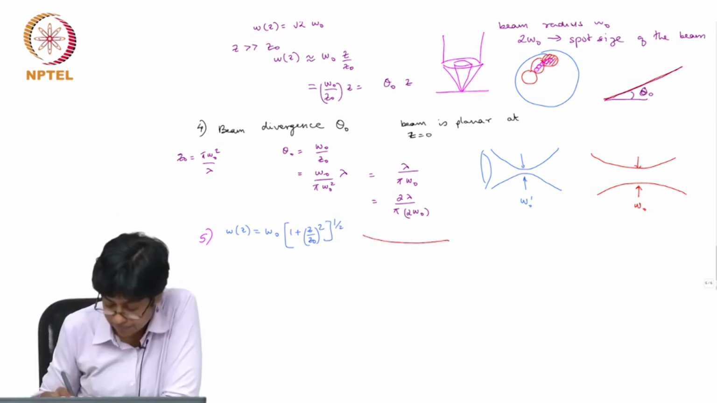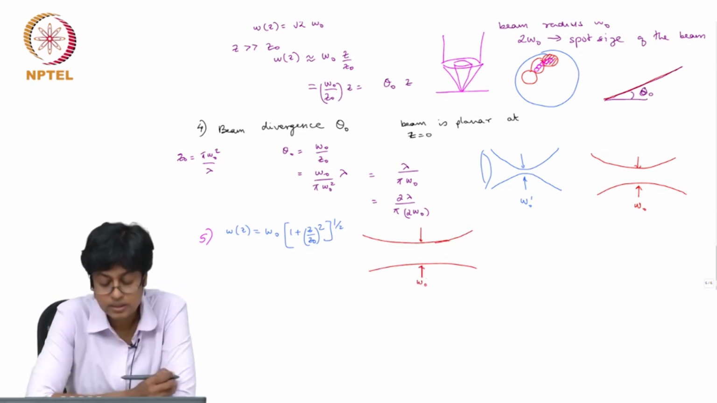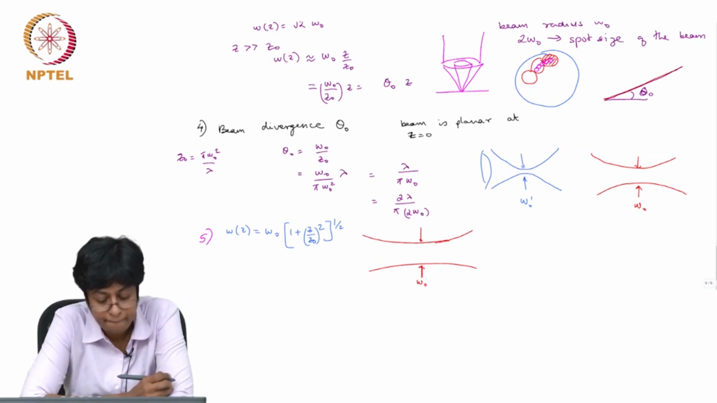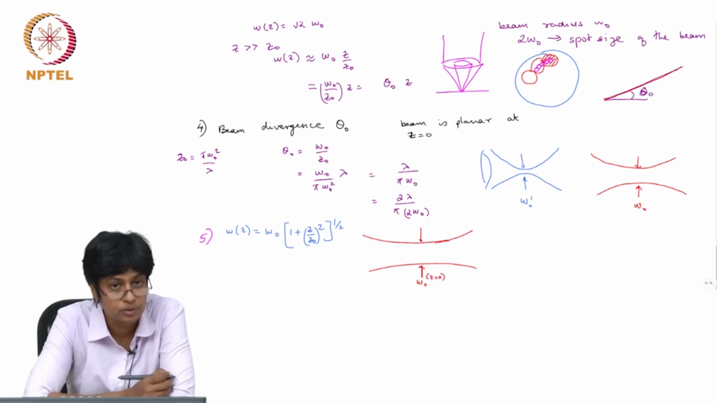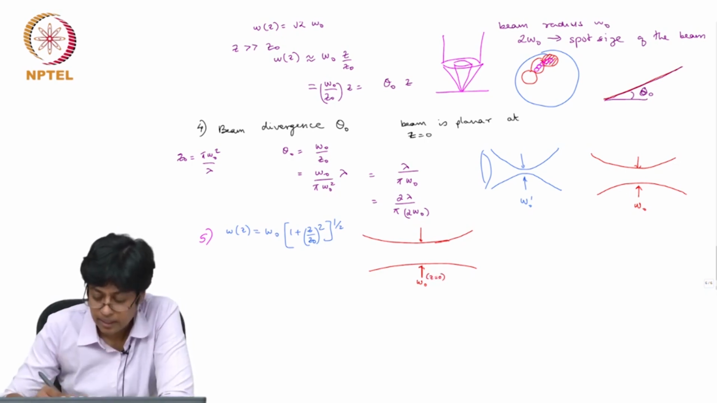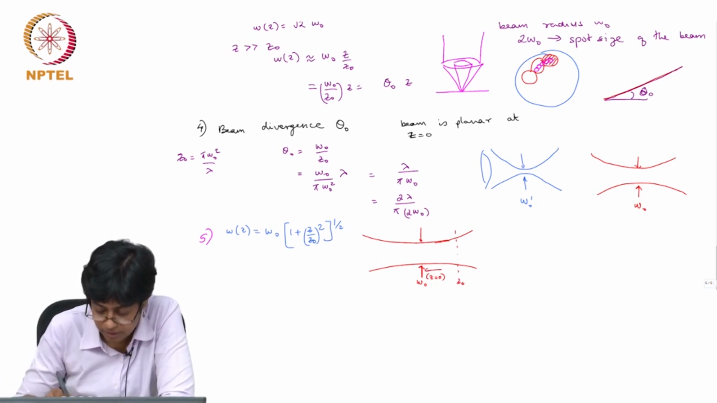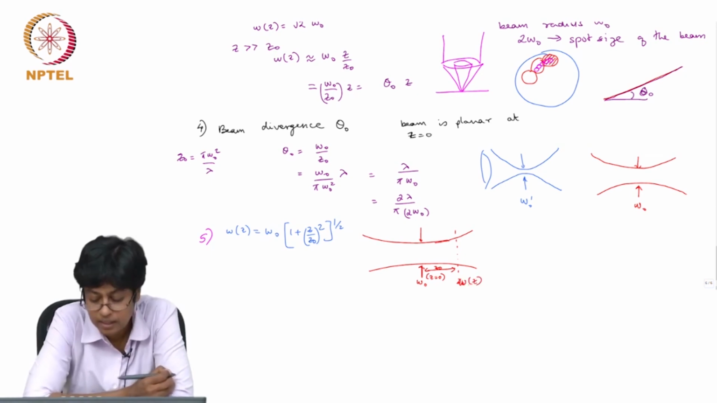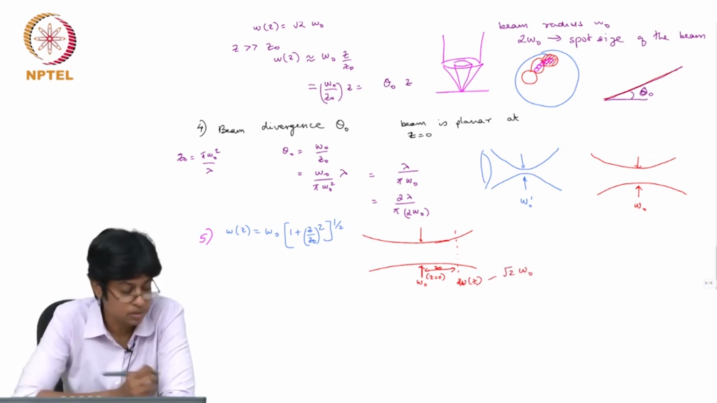Okay. This is the beam waist, and this we define as z equal to 0. And if you go to a distance of z naught, so this is z naught, then we have omega of z, which is root 2 omega naught.